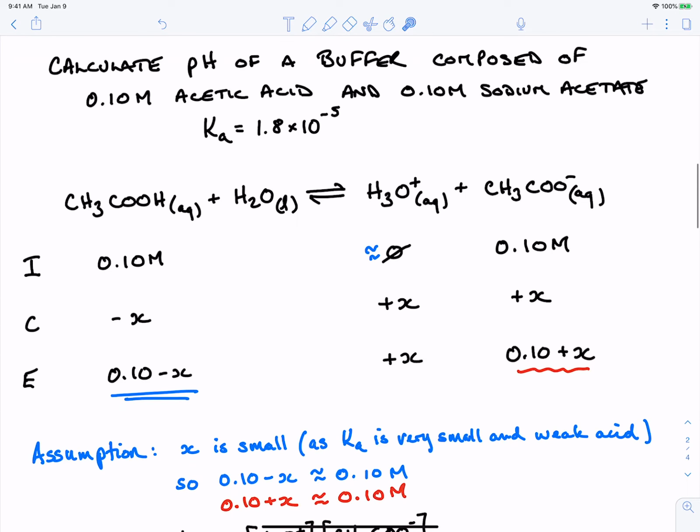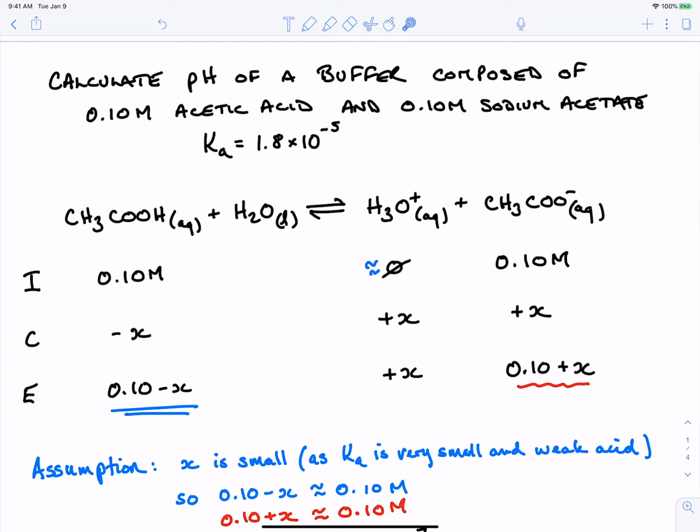What we also need to do is talk about the fact that there are going to be some assumptions. The first assumption is that the initial hydronium ion, before anything has happened, is approximately 0. The auto-ionization of water produces some hydronium ion, but we're going to say this is negligible.